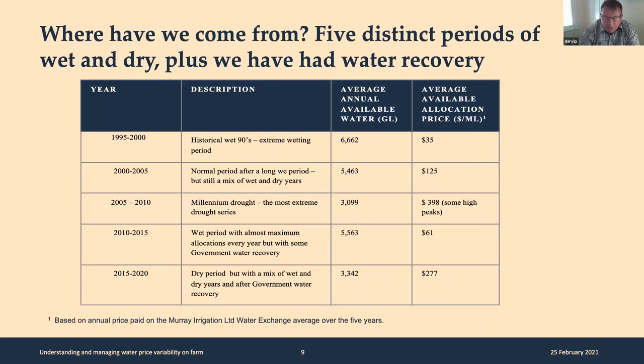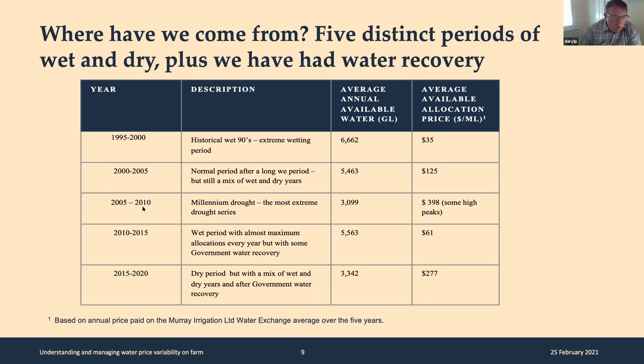So where we come from, the last 25 years, there's been a lot of change. Back in the late 90s, after a quite historic wet period, we had growth on growth, a lot of water available, and price pretty reasonable. We'd love to see these prices. We did things differently because water was plentiful and it was cheap. And we moved into the early 2000s. That 5-year period was reasonably normal. After a long wet, we still had a mix of wet and dry years, a little bit less water, a little bit more price.